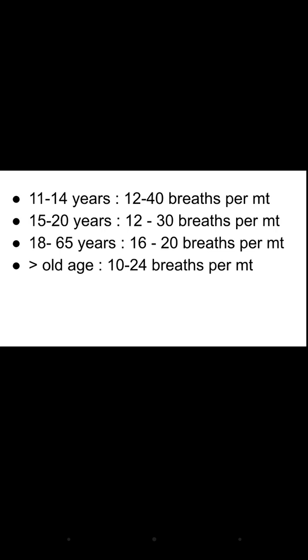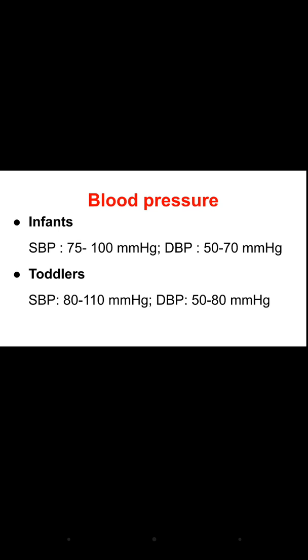Then 11 to 14 years, it is 12 to 40 breaths per minute. Then 15 to 20 years, it is 12 to 30 breaths per minute. Then 18 to 65 years, it is 16 to 20 breaths per minute. And in old age, it is 10 to 24 breaths per minute. So basically in the adults, the range is 16 to 20 breaths per minute. So in the newborn, the respiratory rate will be very high, and as the age increases, it will be reduced.